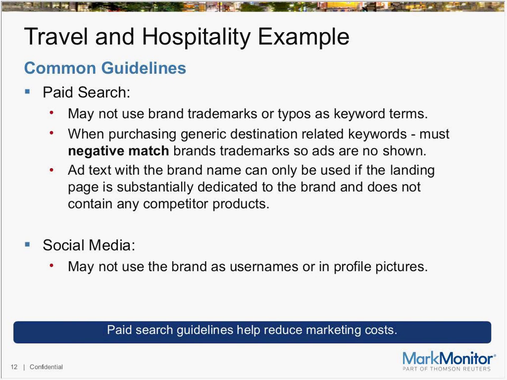So moving on to paid search from the travel and hospitality example. A lot of guidelines will say you may not use the branded trademarks or typos as keyword terms. And we talked about this a little bit. I like to use the example of, let's say, a cruise company, where you have somebody that's specifically looking for that cruise company. They should go directly to that cruise company's homepage and purchase the cruise there.